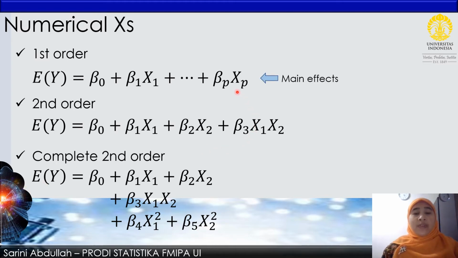So, the first order model is also known as the main effects model. The second order model contains the multiplication between predictors. In here, it is called the interaction term, and this is the interaction between x1 and x2.